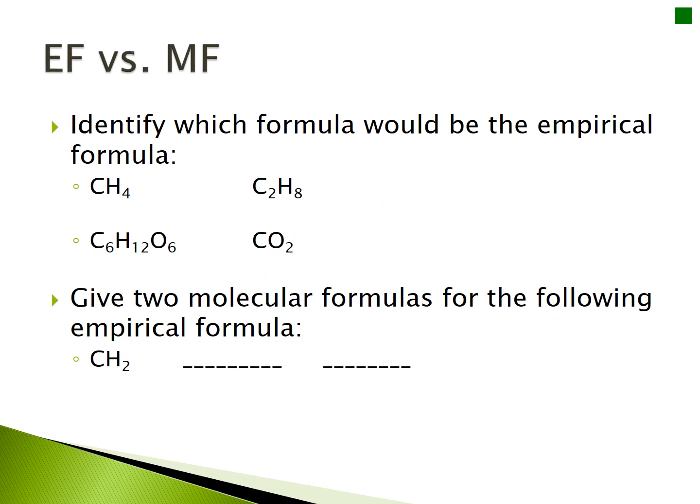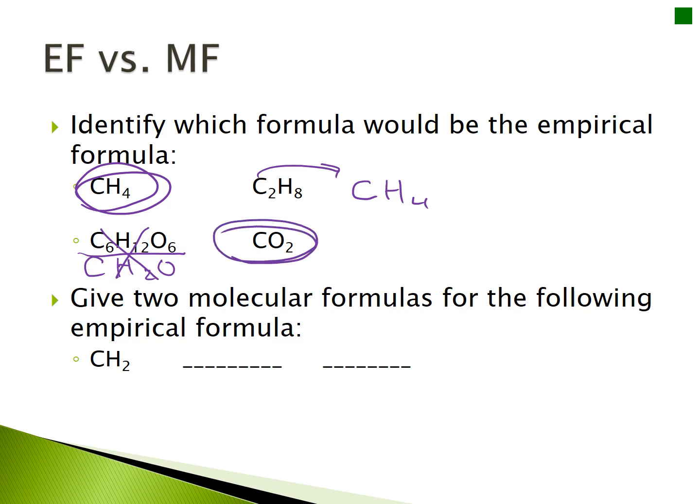Identify which of the following would be the empirical formula. So we've got CH4 and then C2H8. C2H8 can be reduced to CH4, so CH4 would be an empirical formula because it's the most reduced. If we look at C6H12O6, you can reduce it to CH2O, which is not the most reduced, so that would be a molecular formula. CO2 I can't reduce anymore, so that would be an empirical formula.